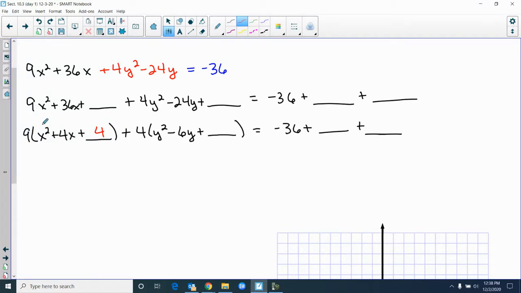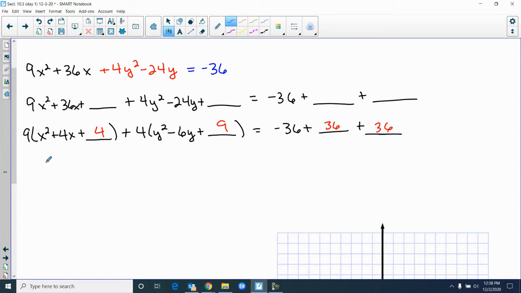Don't forget this 9 is affecting this 4. So really, you don't want to put a 4 here. You got to put 9 times 4, which is 36. Half of negative 6 is negative 3. Negative 3 squared is 9. 4 times 9 is 36.